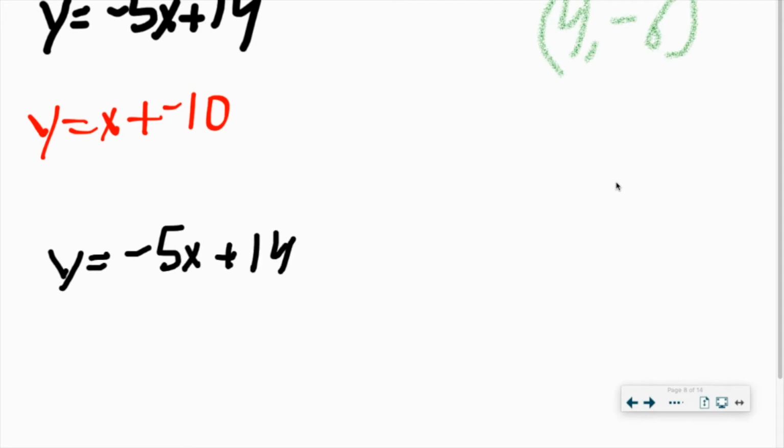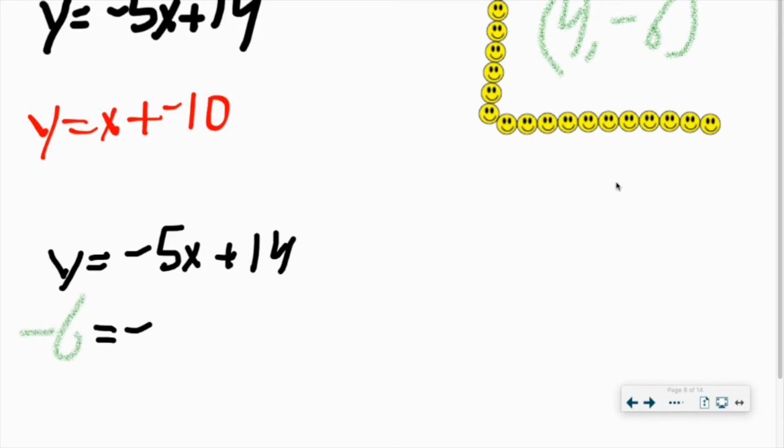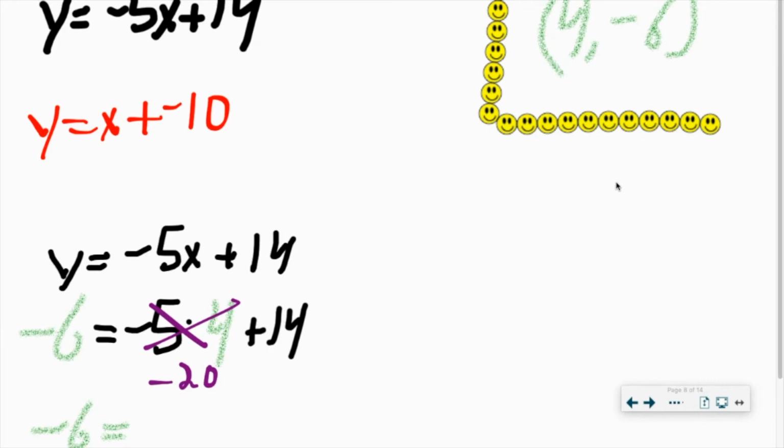Now plug it on in. My y value from this ordered pair up here that I'm pretty sure is my solution. I'm smiling. I'm pretty positive about it. Plug it on in. Negative 6 equals a negative 5 times the x value of 4 plus 14. From there, simplify on out and see what we get. That gives me a negative 20. So negative 6 equals a negative 20 plus a positive 14 gives me a negative 6. That does work out. So it worked in the first equation.